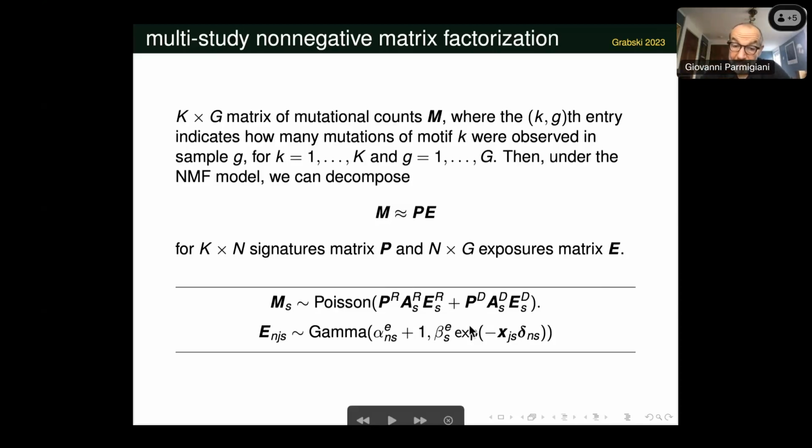And then on top of that, we add covariate modeling, where the exposures now are modeled as a function of covariates that are described by these XJS. They are specific to the study and the individual, with some coefficients delta S for this gamma regression that themselves have a mixed prior that allows for some sparsity. It's a point and slab type of prior. So that's one of the directions we're going.